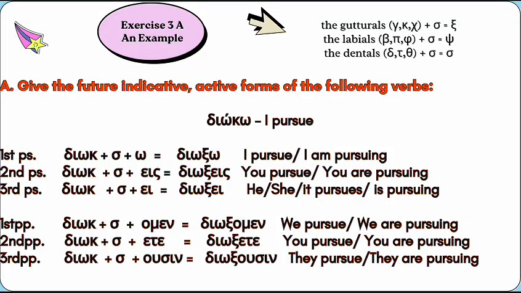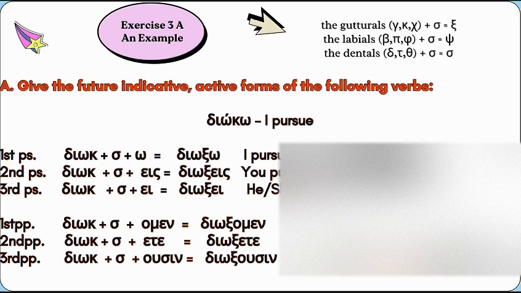Now exercise 3a. Here is an example. In all your exercises, try to apply the rules. Here I have the rules for you. This is an example of what you will do in the next slide as an assignment. Give the future indicative active form of the following verbs. Our verb here is dioko, I pursue. It's in the present active indicative form. Now we need to change it to the future tense indicative active form.